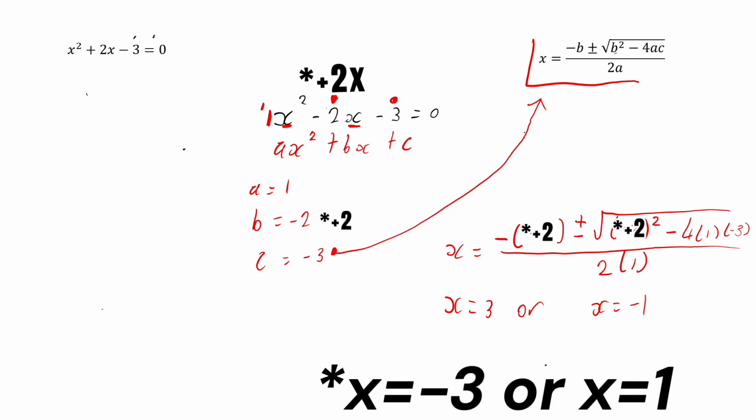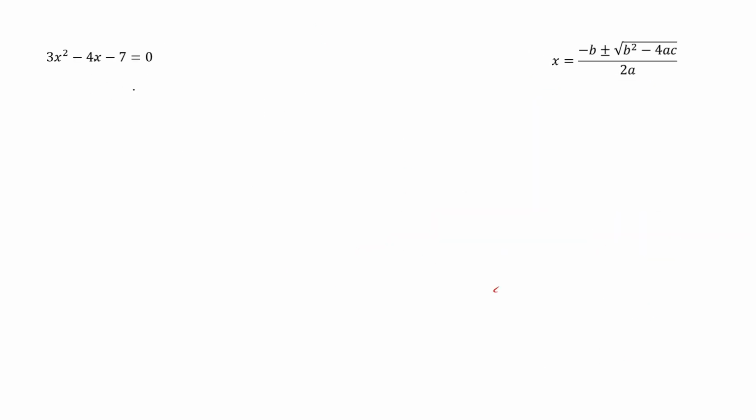Let's try another example. So the first thing we should do is to make sure that it's in the form of ax squared plus bx plus c. As you can see, it's in the form of ax squared plus bx plus c. So now we can apply the quadratic formula. So now let's check. What is my a value? My a value is 3. My b value is what? Minus 4. And my c value is what?